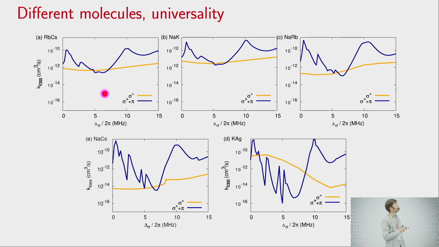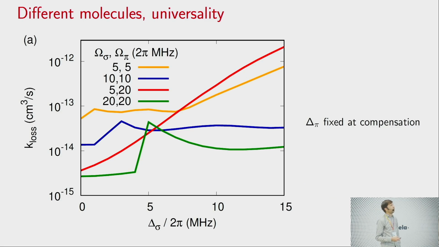If I look at shielding for different molecules, they don't look the same in these plots, but there's some similarities, right? So basically what I want to do is simplify this by eliminating some of these parameters. So the first thing I can do is fix one of the parameters, let's say the pi detuning, to require compensated dipolar interactions. That eliminates one parameter, and I can look at the loss rates, in this case as a function of sigma detuning for different Rabi frequencies.